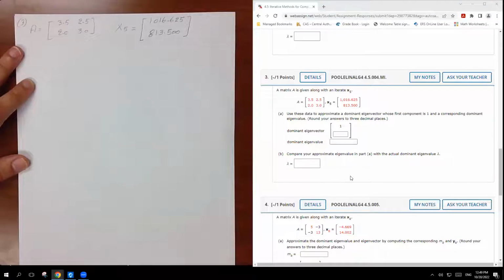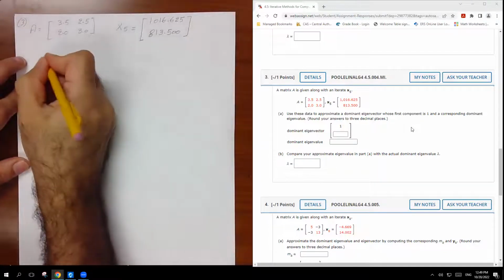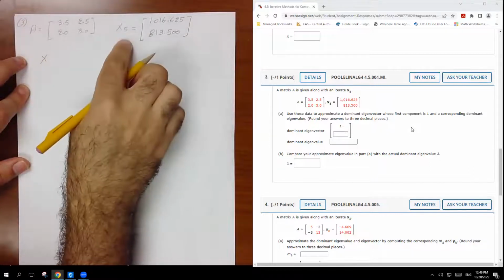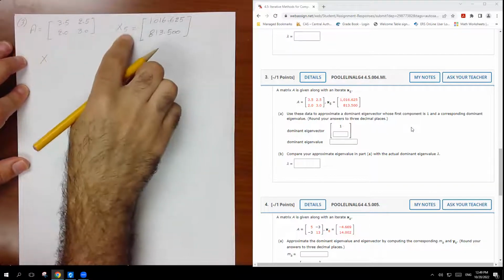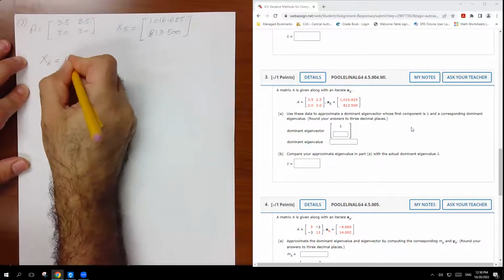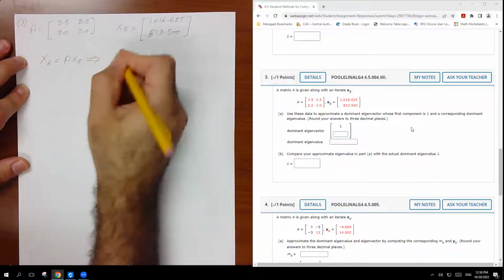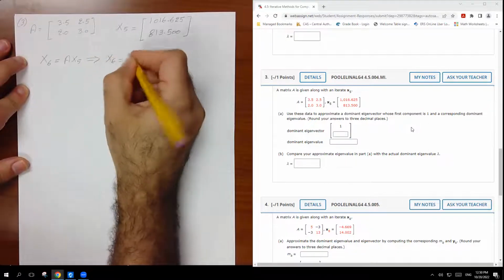So example 3: first of all, we need to find the dominant eigenvector and round your answer to 3 decimal places, and then we're going to find the dominant eigenvalue. So let's do it step by step. The first thing we're going to find is x6; this is x5, that means this is our initial. So x6 is going to be A times x5.